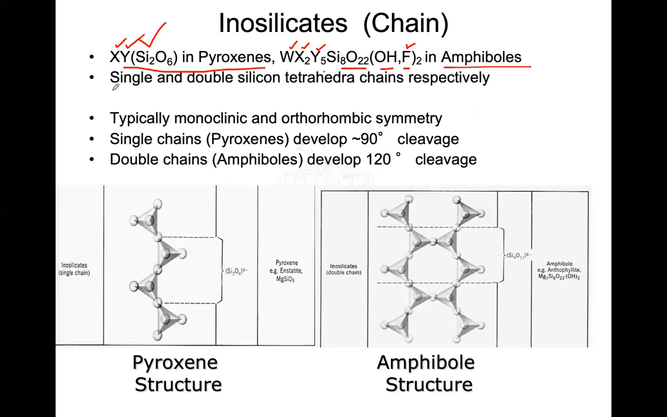So single chains are pyroxenes and double chains are amphiboles. Okay, and they have both monoclinic and orthorhombic symmetries. And these pyroxenes or single chains, they develop very characteristic, approximately 90-degree cleavage.